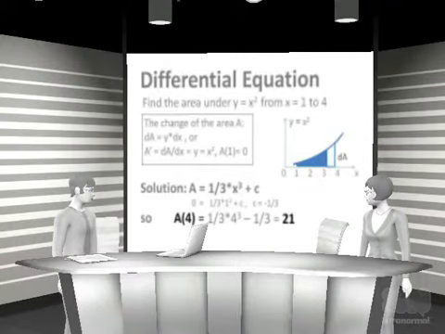Thus finding the area under x squared from x equals 1 to x equals 4 can be formulated as a differential equation, asking the question: given that the local change of the area is x squared times dx, then what is the total change in the area from x equals 1 to x equals 4? Or in other words, find A of 4 by solving the differential equation A dashed is x squared, given that A of 1 is 0.